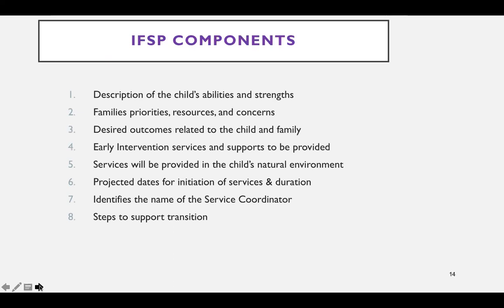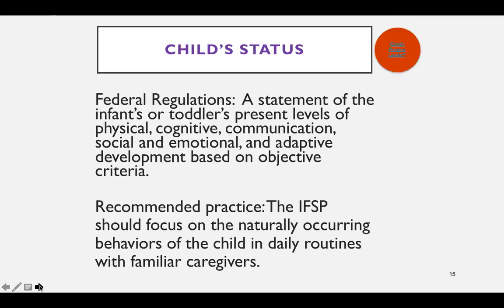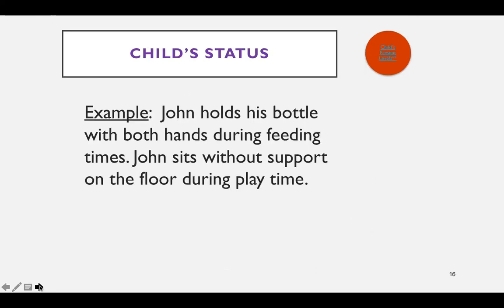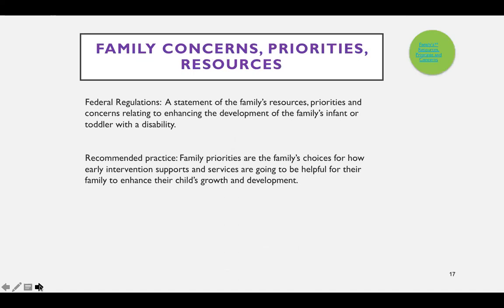The above components include what the federal regulation requires to be documented in the IFSP. The IFSP should focus on the naturally occurring behaviors of the child in daily routines with family caregivers. Example, John holds his bottle with both hands during feeding time. John sits without support on the floor during playtime. Family priorities are the family's choices for how early intervention supports and services are going to be helpful for their family to enhance their child's growth and development.